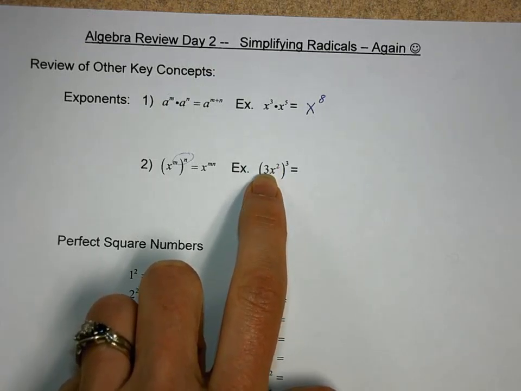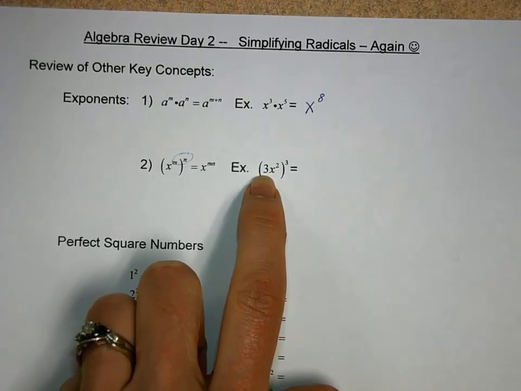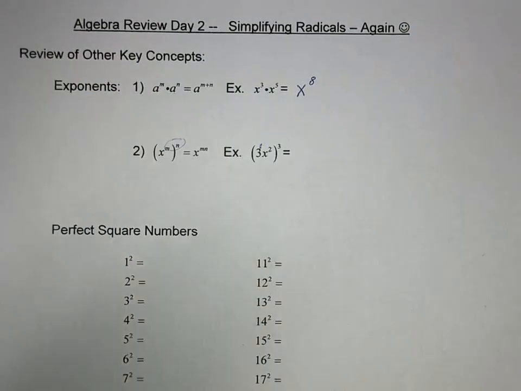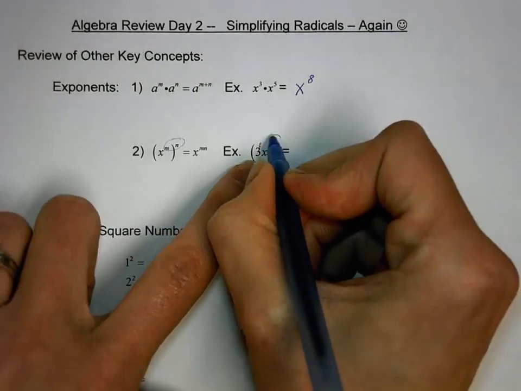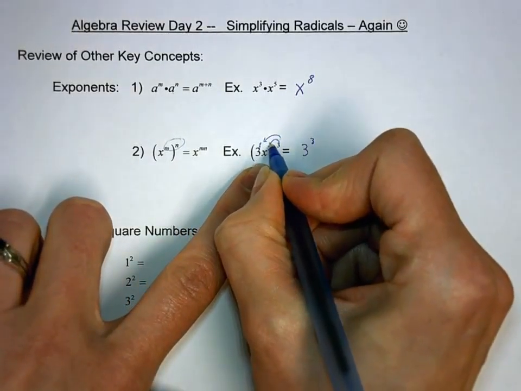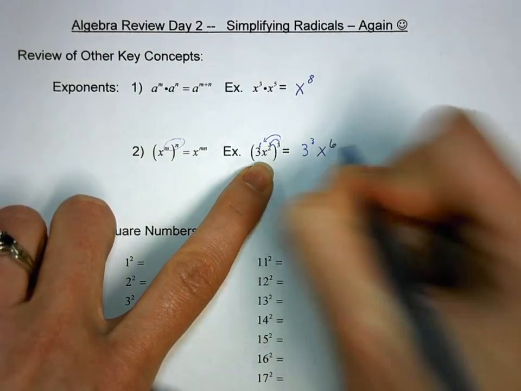If I just have a 3, what power is that 3 raised to? Should be the first power, right? So when I'm cubing everything in there, I need to remember that the constant term is raised to the first power. So then I go, all right, 3 times 1. Well, that's 3 cubed. Then I got my 3 times 2. Well, that's x to the 6th.